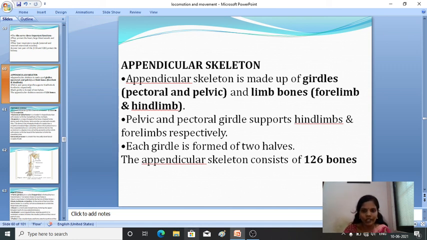We will study this within the appendicular skeleton. Okay. So what we study here is the pectoral girdle and the pelvic girdle. Then we study the limb bones: the forelimb and the hind limbs. The pelvic and pectoral girdles support the hind limbs and forelimbs respectively. Each girdle is formed by two halves. The total number of bones in the appendicular skeleton is 126. Okay.